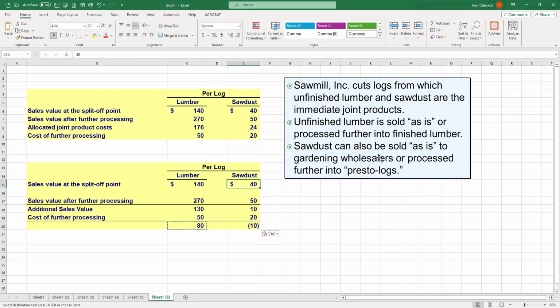How about the sawdust? Should I sell it as it is, or should I process it for the Presto log? As it is. Why? Because as it is, I'm gonna make $40. If I process it as a Presto log, I'm gonna lose $10. Excellent. So let's go back to slides.